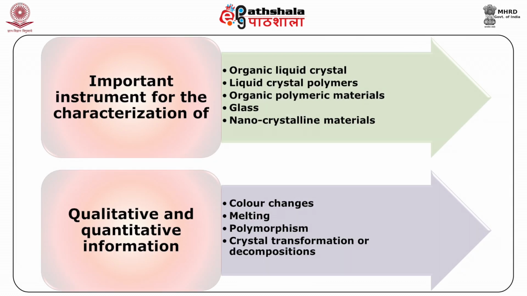The hot stage polarizing microscope is an important instrument for the characterization of organic liquid crystal polymers, organic polymeric materials, glass, and nanocrystalline materials. It gives qualitative and quantitative information on the chemical or physical changes occurring in the sample. For example, color changes, melting, polymorphism, crystal transformation, or decompositions can be detected.